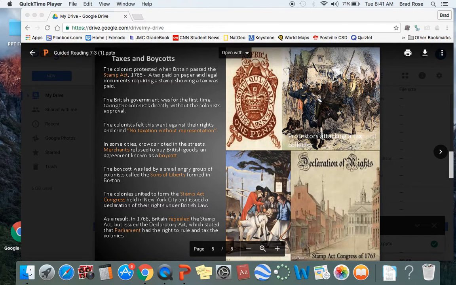They would also create protests, especially against tax collectors. Here's an example of a tax collector being chased by a crowd of protesters. Sometimes they would capture the tax collector, dip them in tar, and put a feather on them, as you see here. Many of the merchants did not like this and refused to buy British goods. This was known as a boycott.